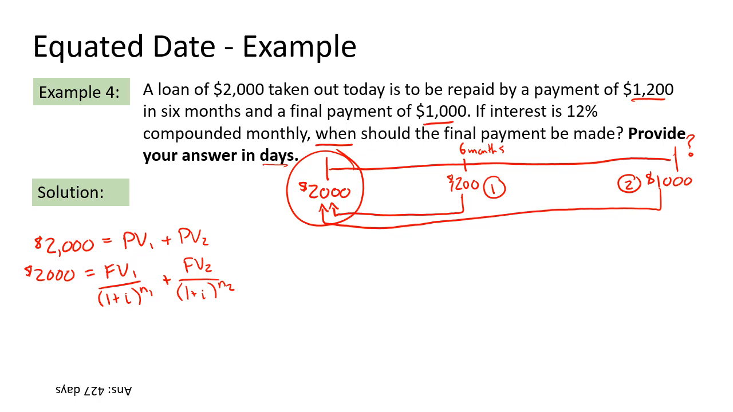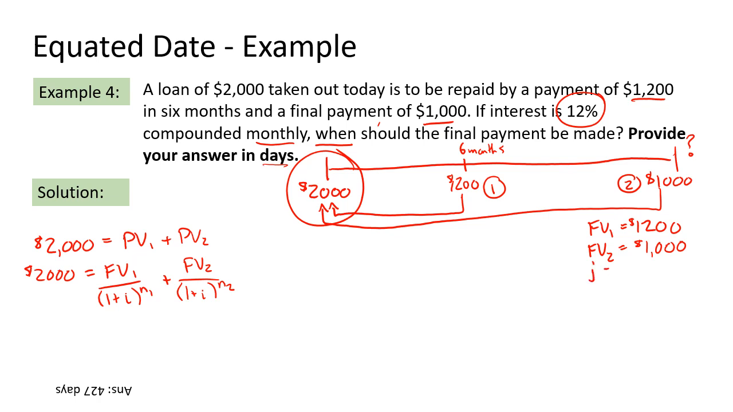So let's look at our first couple items. We know our future value of payment 1, the number that you're going to pay in 6 months, which is $1,200. We know the future value for payment 2 is $1,000. That's how much you're going to pay, you just don't know when. For the question, it only gave you one interest rate, compounded monthly.